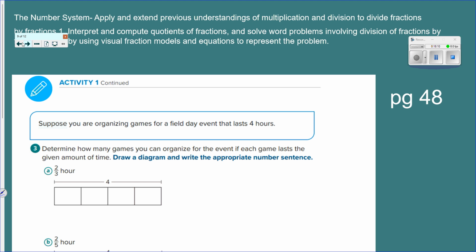Right. Here's what we're going to do now. And this is actually real life for us, because we've done field days. Hopefully we're getting back to the point where we can. So we're organizing games for a field day event that lasts for 4 hours.